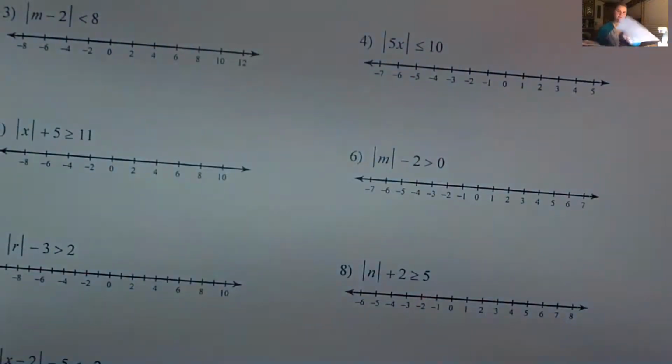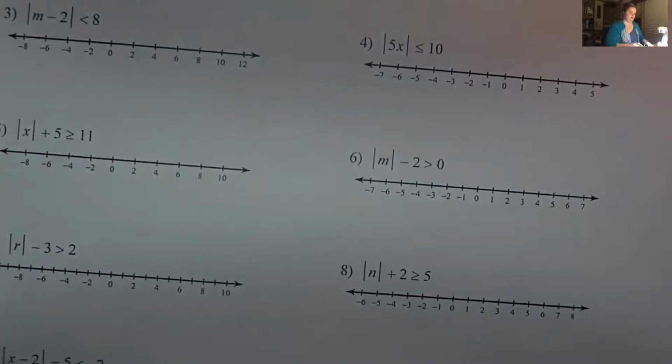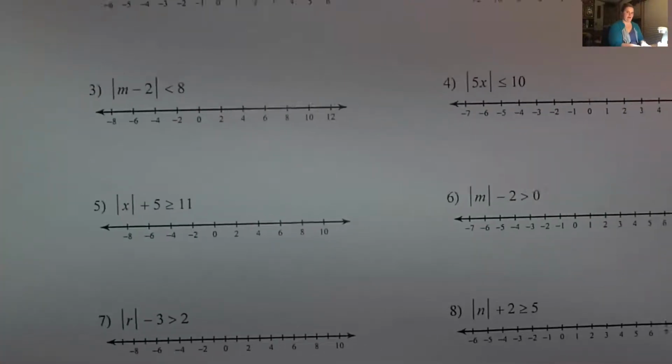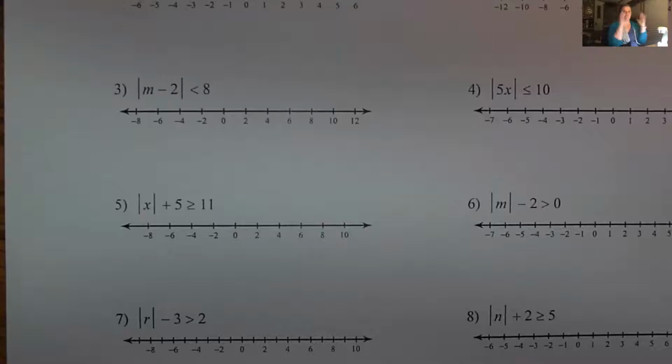Inequalities, same process, but we're also going to graph them. We're going to do a few from here, and then I'm going to kind of overwhelm you, and then I'll let you start on them. Number 3, same process. We get our absolute values by themselves, set up our two problems, solve them, and then we're going to graph them on top of it.